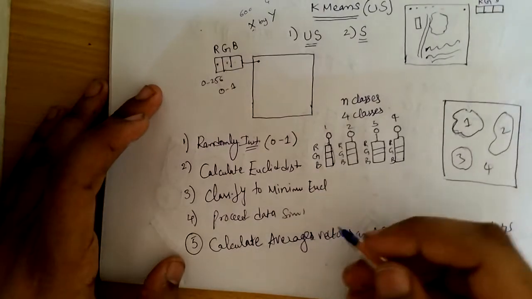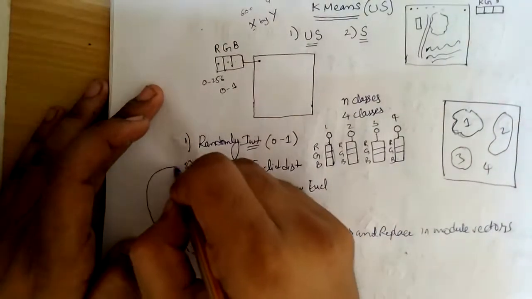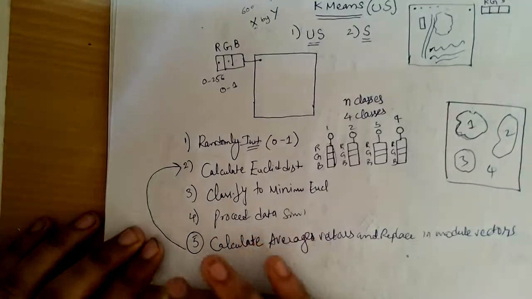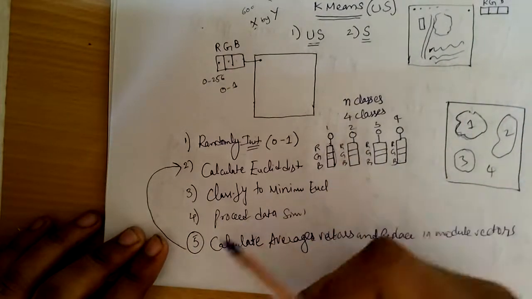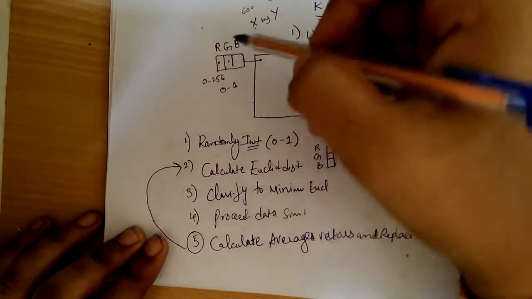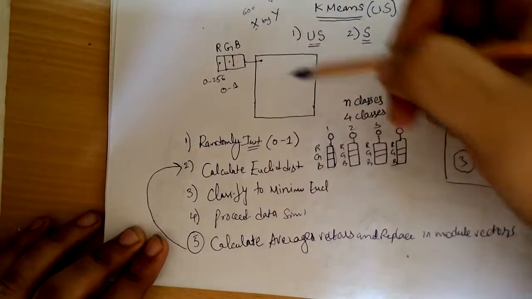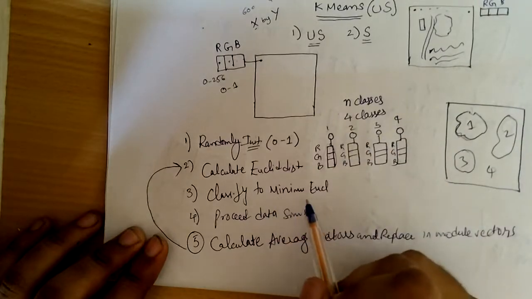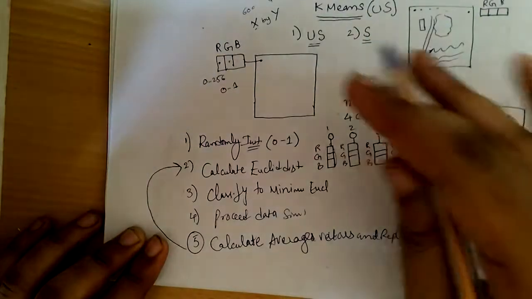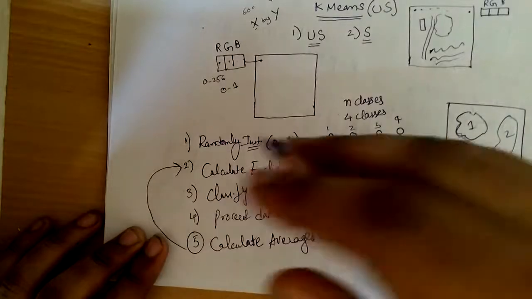Now what we're going to do is repeat from the second step. After we have the average vectors, in the second iteration we again calculate the Euclidean distance, again assign each pixel to one of the classes based on the minimum Euclidean distance, proceed through the whole image, and again calculate averages, and so on and so forth.